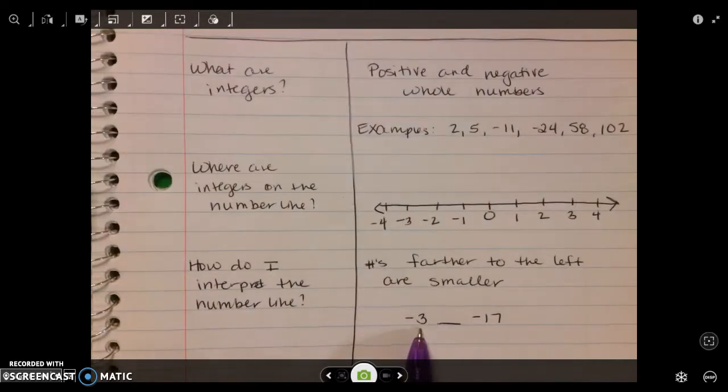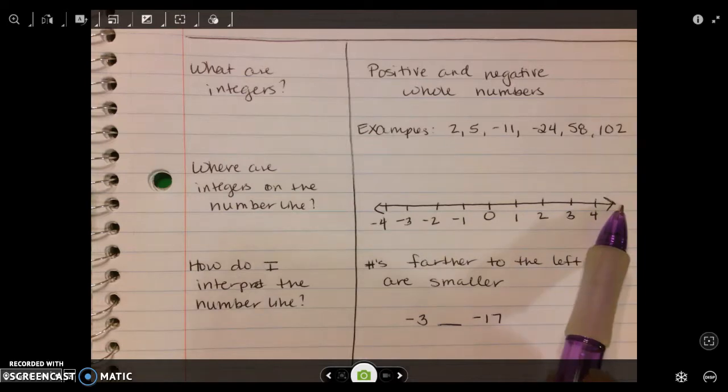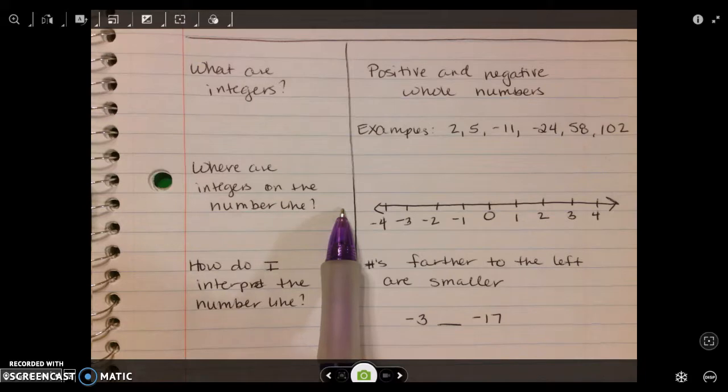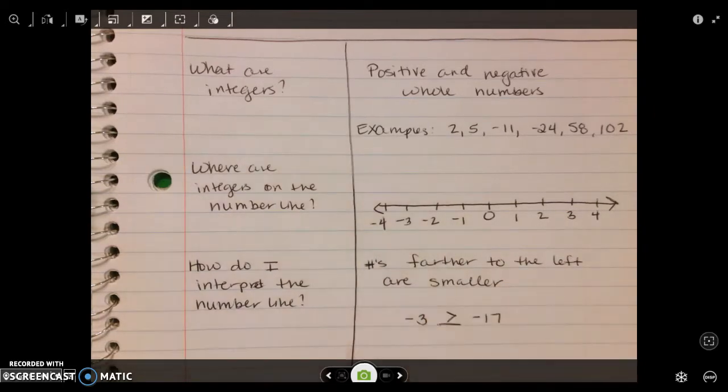Well, negative 3 is here. Negative 17, if I think about it, I know 17's over on the right side, over here on the positive, so it's the mirror image. It's on the other side of 3 here. So which one's farther to the left? Well, it's negative 17. And that one's going to be your smaller number. So negative 3 is going to be greater than negative 17. So that's how you compare your integers. You think about either which one's closer to 0 or which one's farther to the left.